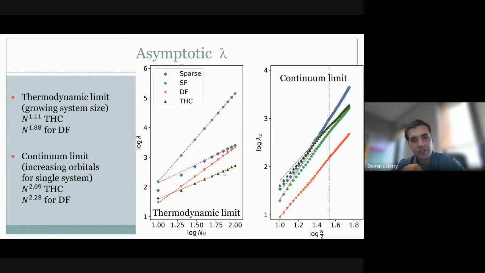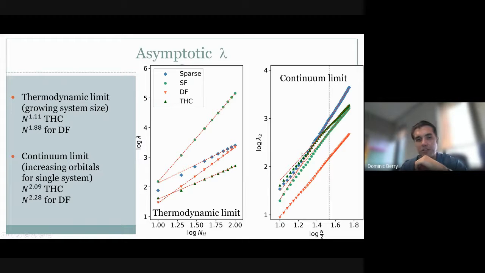So that's what's shown here. There isn't really a good theory for the scaling of these things in terms of the value of lambda, but what we've done here is look at a sequence of simple systems. So this here is a chain of hydrogen atoms, and so that's looking at the thermodynamic limit. Remember, that was a growing system size, so it's a chain with more and more hydrogen atoms. And this one is a continuum limit. It's looking at more orbitals for the one system.